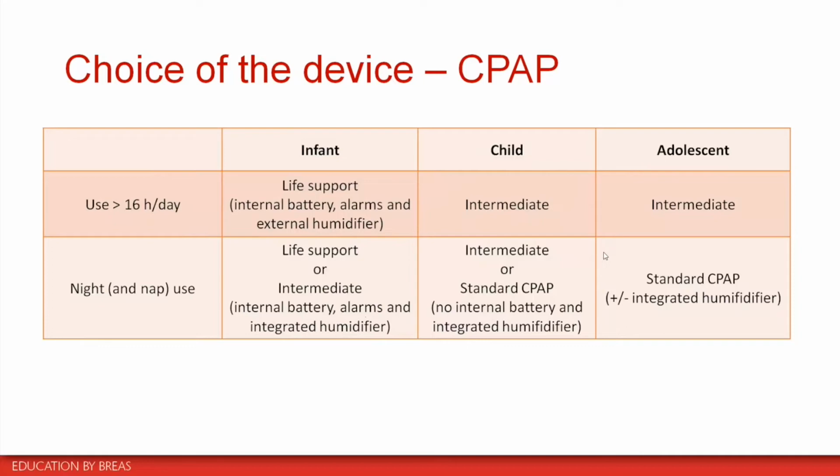And concerning adolescents, usually we feel much more comfortable. So if it's more than 16 hours, we'll go with an intermediate device, just because we are afraid sometimes that the standard CPAP device won't be capable of doing CPAP for so long each day, and sometimes it cannot be adapted to ventilate for so many hours every day. That's why sometimes we prefer to choose an intermediate device.